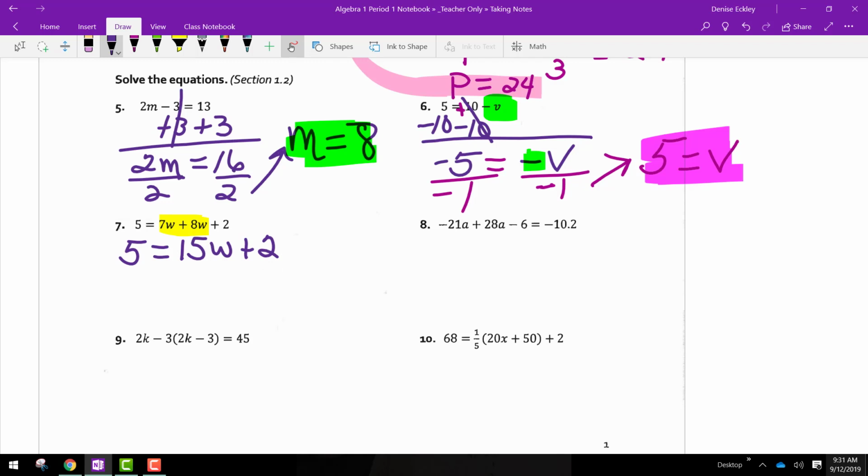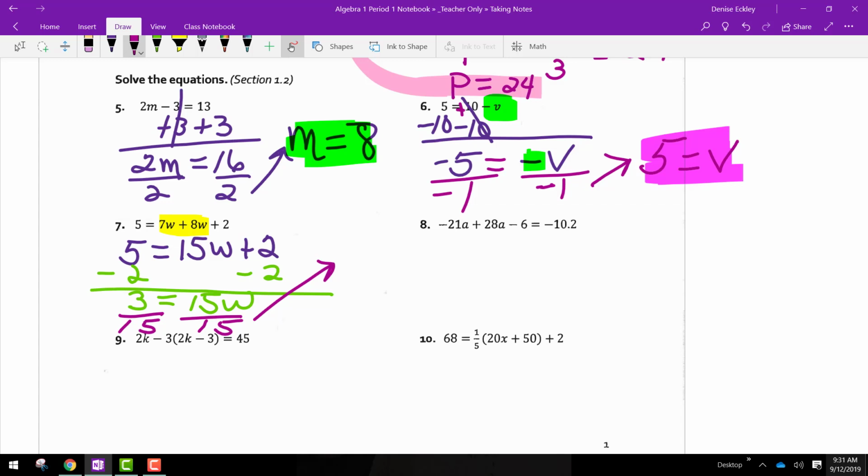So now we've turned this into a problem that we recognize very well. So we're going to undo the addition of 2 by subtracting 2. And then we're going to divide both sides by 15. Now be careful. You're not dividing by 3, you're dividing by 15. And I don't want you to think that just because you can't divide this evenly that we made a mistake.